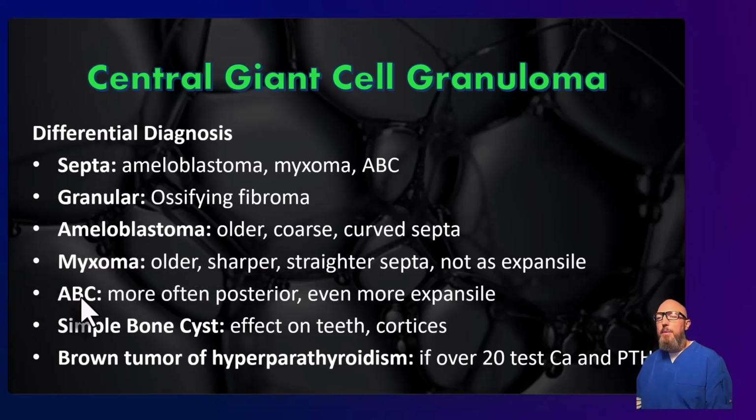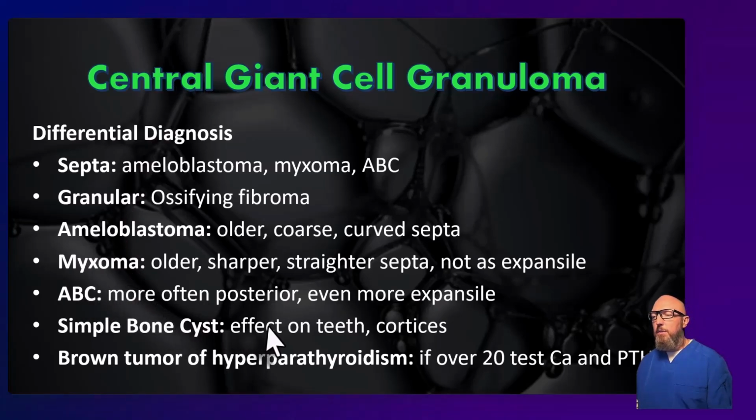And I just described aneurysmal bone cyst contrasting with CGCG. Maybe the big difference here is this is more often posterior, where CGCG, the unique thing about it was the location, or one of the unique things was the location. But this is even more expansile than CGCG, although CGCG itself can be quite expansile.